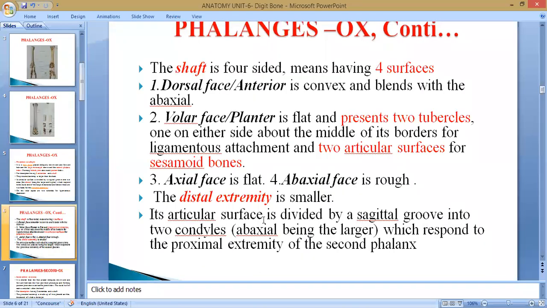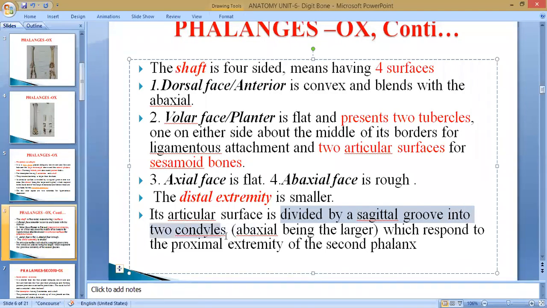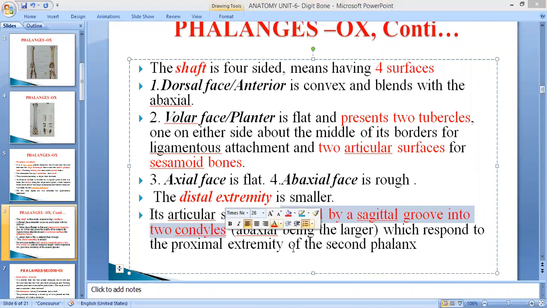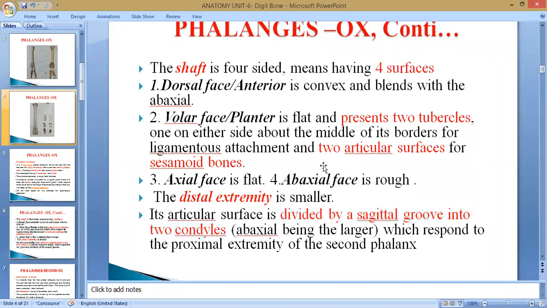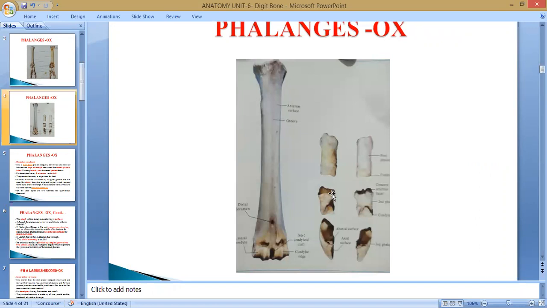And last is the distal extremity, which is smaller. We have already discussed that the proximal is larger than the distal, and its articular surface is divided by a sagittal groove into two condyles, the abaxial and axial, and the abaxial is larger, which articulates with the proximal extremity of the second phalanx. This distal extremity contains two articular facets for the second phalanx, and the lateral abaxial is larger than the medial, and it is higher in position than this one. So this is the distal extremity.